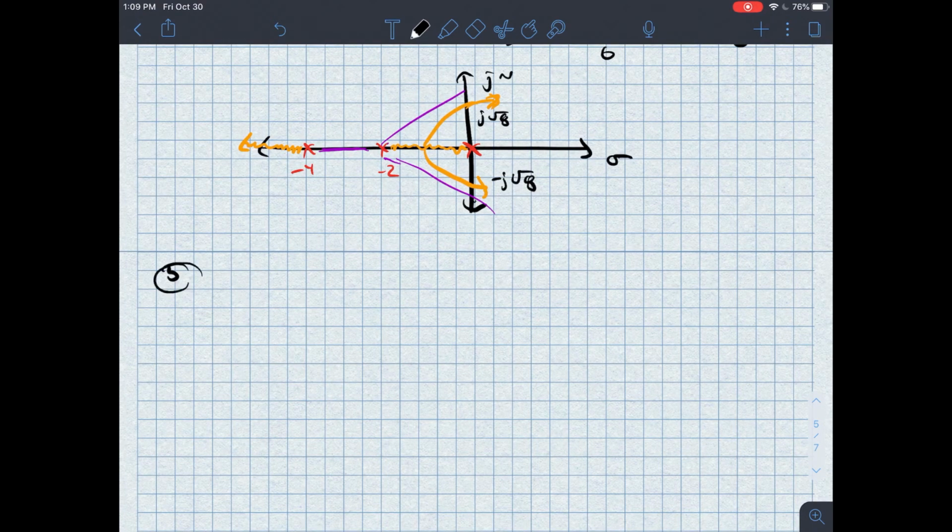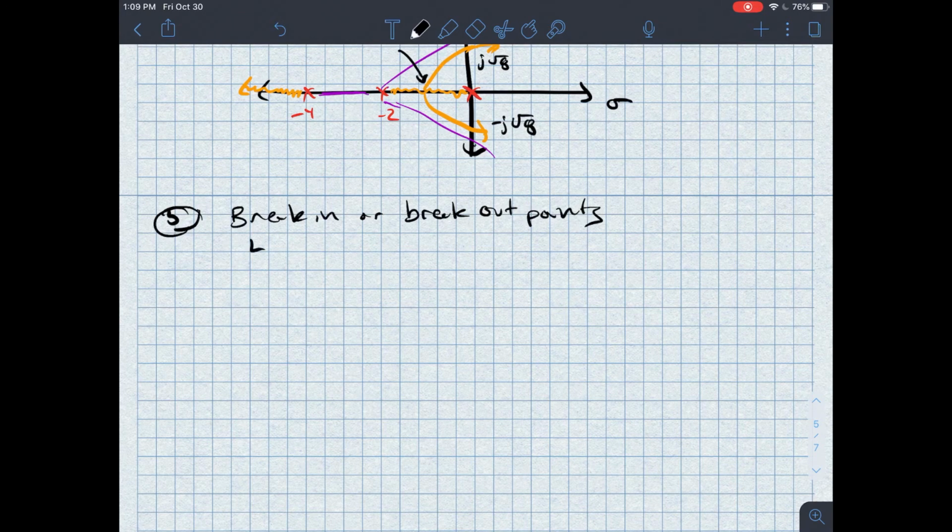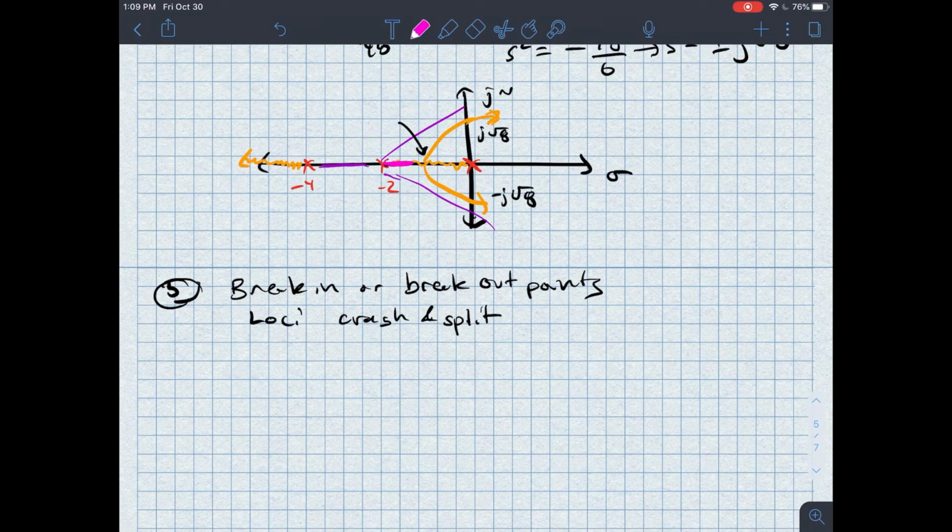The next rule, because I still don't have all the details, in fact, I don't know at what point these two paths diverge from the real axis path. These are called break-in or break-out points. These are the locations where the loci crash into each other and split apart. See, actually what's happening is that I have one path which is leaving the pole at negative 2 and one path which is leaving the pole at 0, and at some critical point they come really close to smashing into each other and then they diverge and go opposite directions.